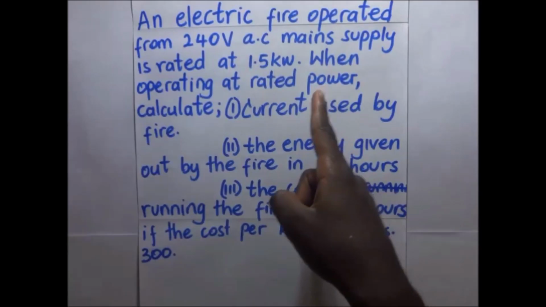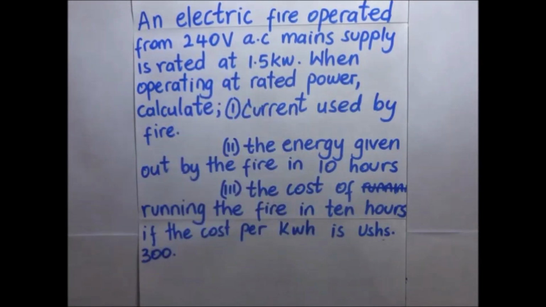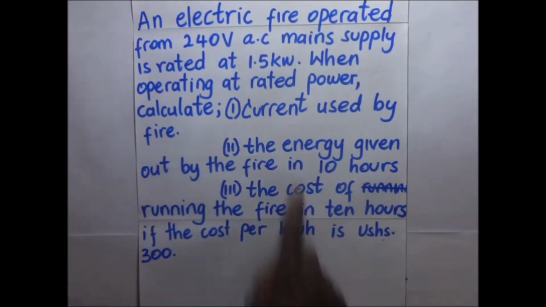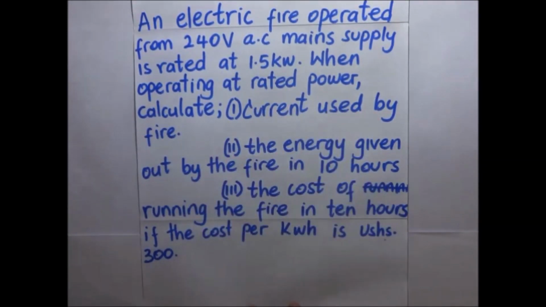2,100. A fire is operated from a 240 volts AC main supply, and it's rated at 1.5 kilowatts. When operating at a rated power, calculate the current used by the fire. We are going to do these three. Let's start with the first one. They're asking us to calculate the current used by the fire.